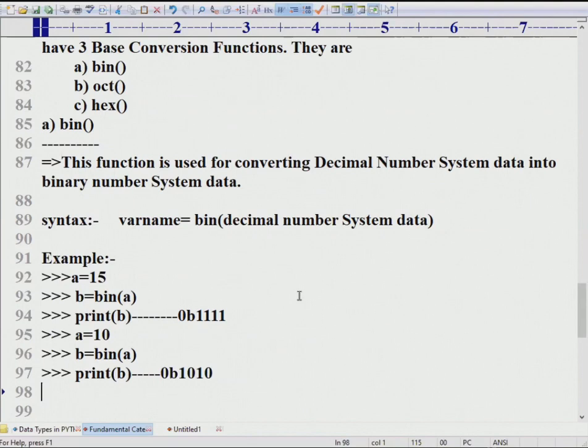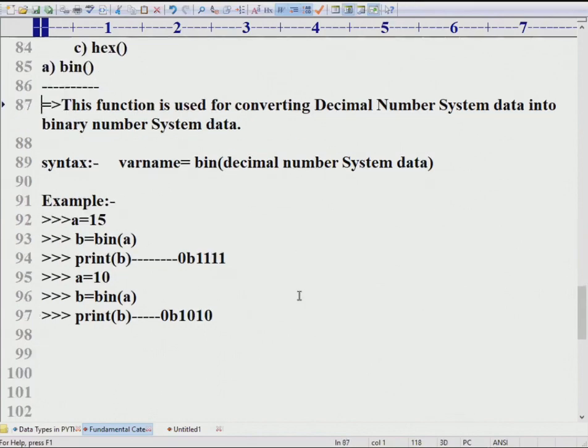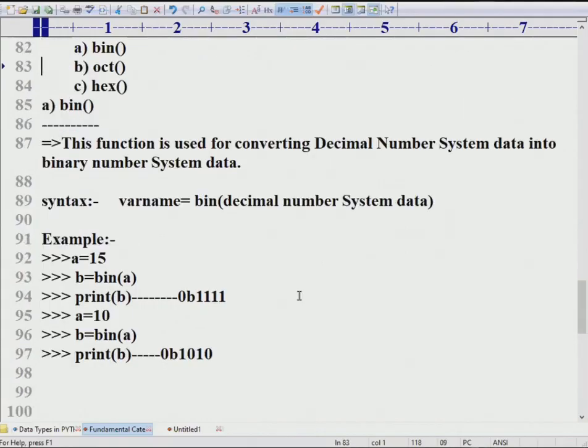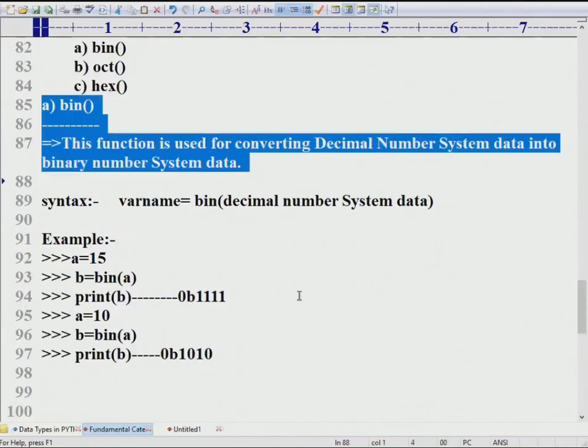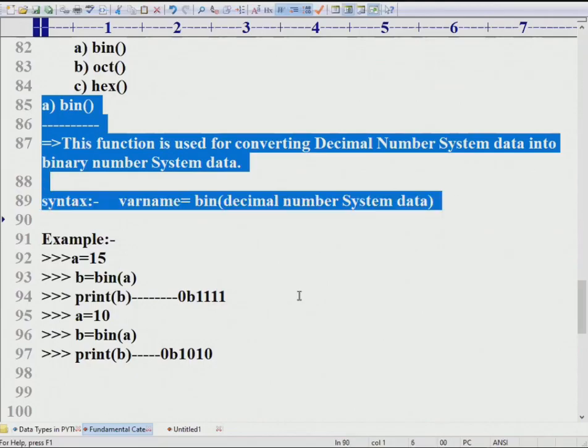Done. Now next I am going for what function next? After bin, the function I am taking is very simple. You tell me, the purpose is what? Converting which data? Decimal number system data into octal number system data. What is the syntax? Variable name is equal to oct of decimal number system data. So it's easy for you.